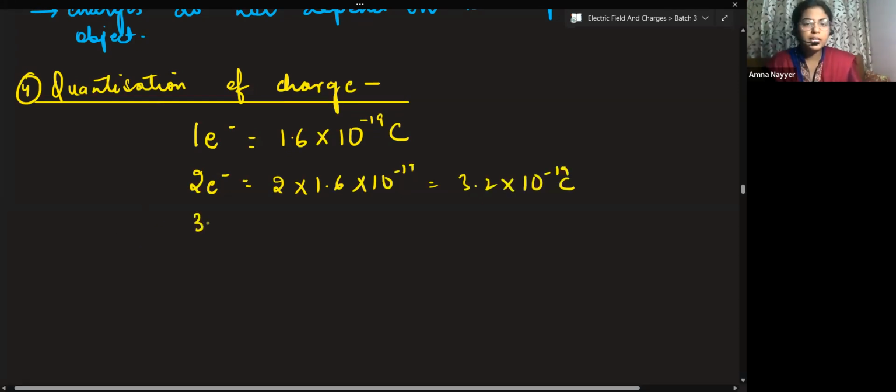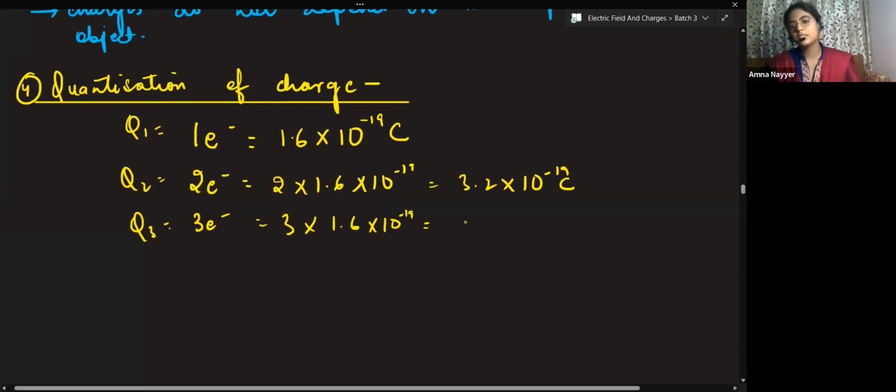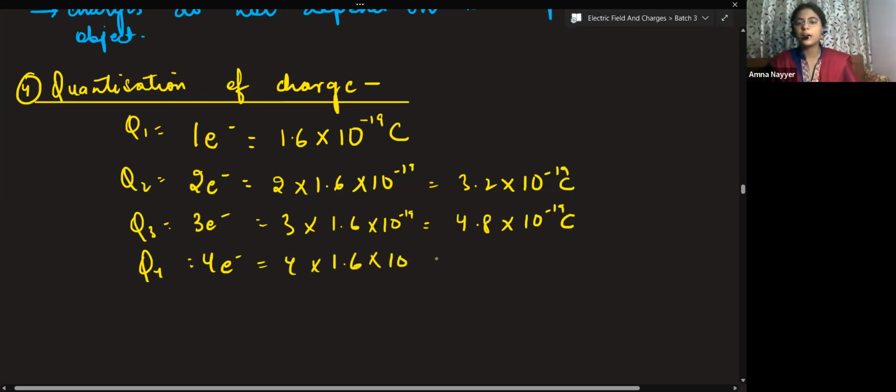If I take 3 electrons with me, this is Q1, this is Q2, this is Q3. That becomes thrice of whatever is the electronic charge present. This becomes 4.8 into 10 to the power minus 19 coulomb. Even if I take a fourth charge, that will be 4 times the electronic charge, means 4 into 1.6 into 10 to the power minus 19. That becomes 6.4 into 10 to the power minus 19 coulombs.